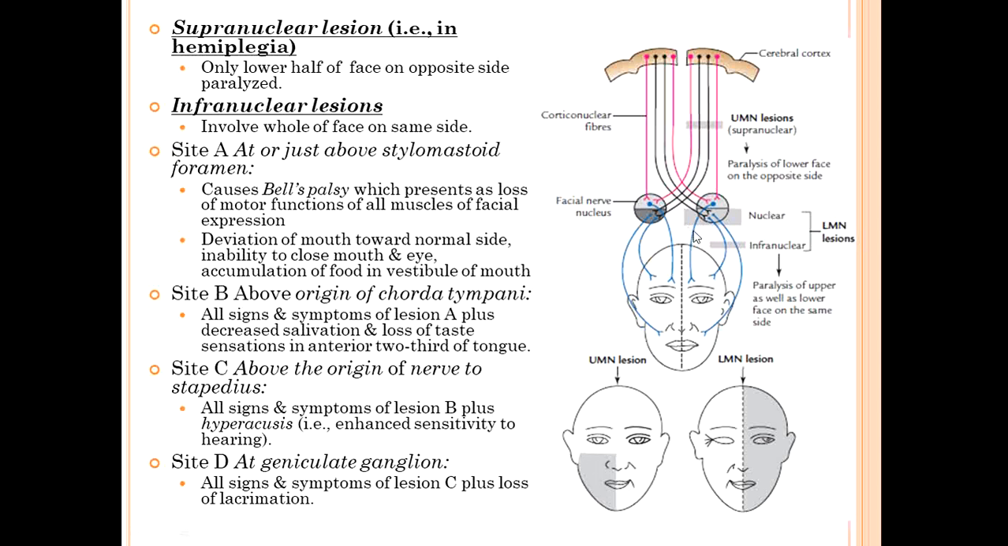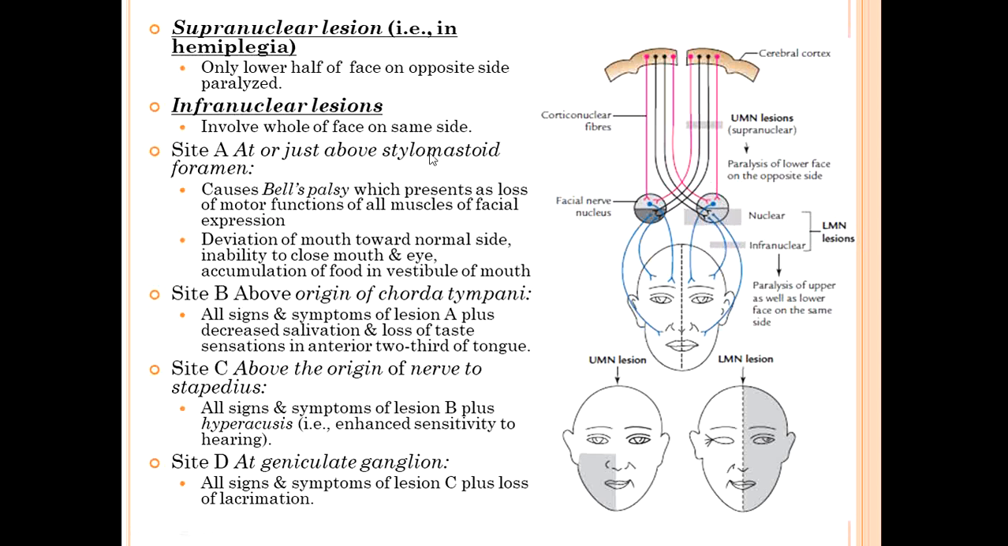But if the lesion is nuclear or below the nucleus, that is lower motor neuron, that means the paralysis will be on the same side, half of the face. Okay, you can see here supranuclear lesion, that is for example in case of hemiplegia. So here you can see the lower half of the face on the opposite side is affected. Okay, lesion is here. Now infranuclear lesion means lesion can be here, lesion can be here.